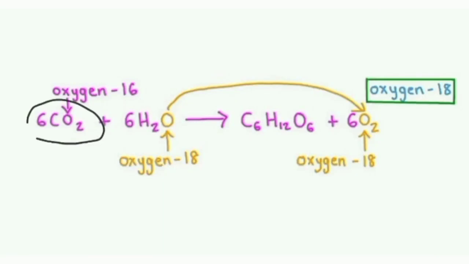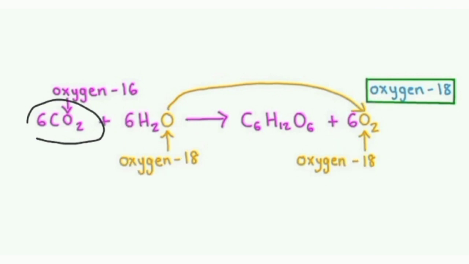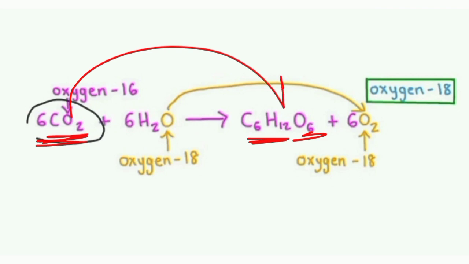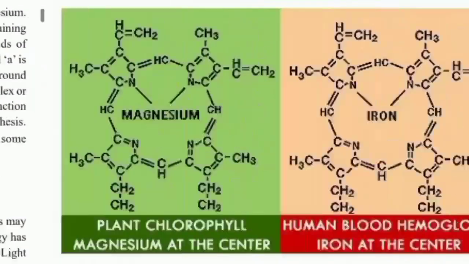Do you remember this diagram, when I talked about how oxygen was transferred from water to this oxygen? I hope you remember this diagram. At that time we discussed that the oxygen in the carbohydrate, in the glucose, is obtained from the carbon dioxide. What I am trying to say is that the carbon dioxide which the plant was taking in is reduced to form carbohydrates, or glucose.